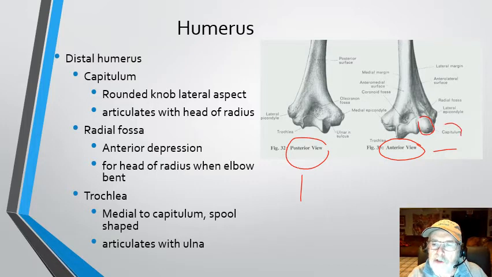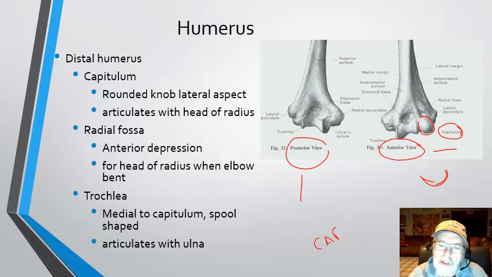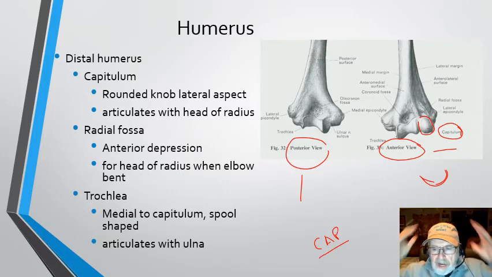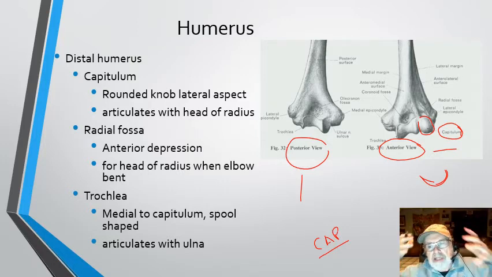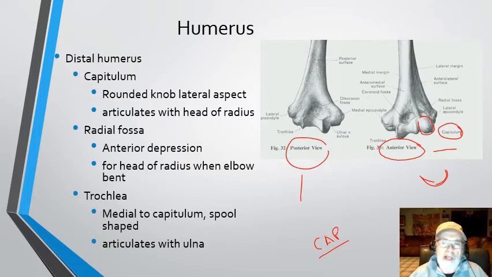This part right here is called the capitulum, okay? If you look at it, it looks like a round ball, okay? If you see the word cap, it means caput, or incapitate. Everything that has a cap on it has to do with something with a rounded area, because my head is round, because cap means head, okay? So if you see cap on something, it usually means a rounded type of a process.